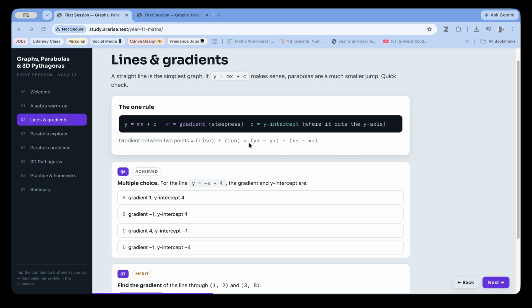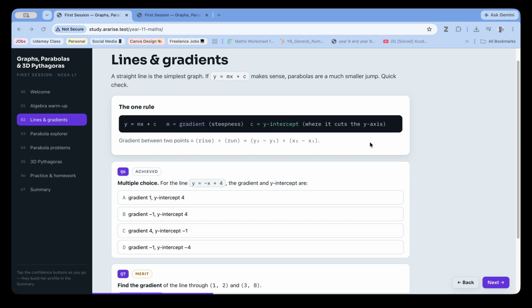Before we tackle the curve, let's nail the straight line. Because once you've got this, parabolas are a much smaller jump. Every straight line can be written as y equals mx plus c. The m is the gradient. That's how steep the line is. And the c is the y-intercept, where the line crosses the y-axis. 2 letters, 2 jobs. Simple.